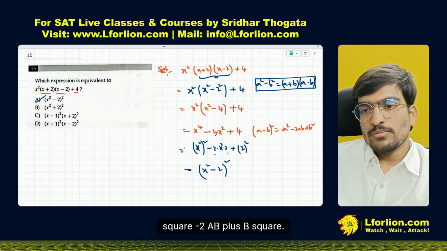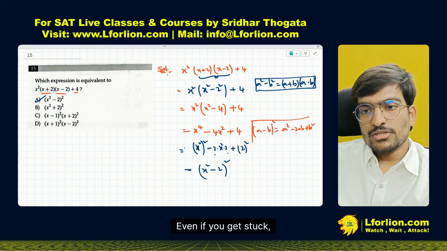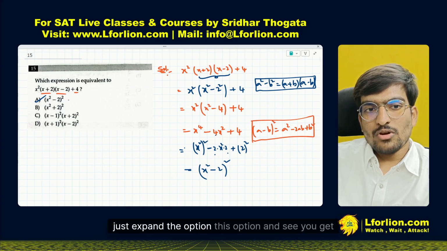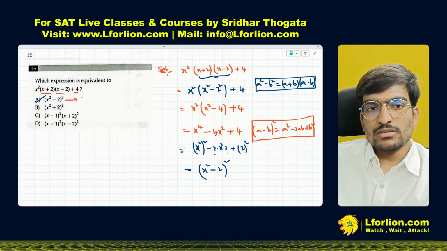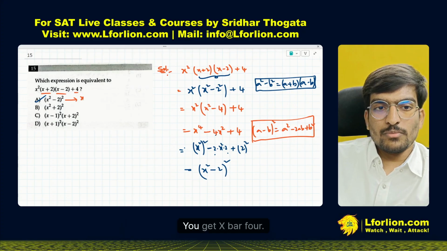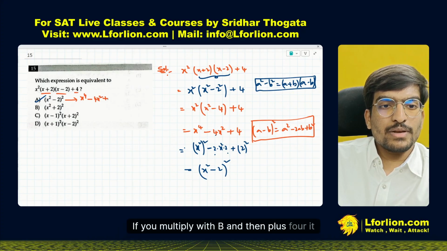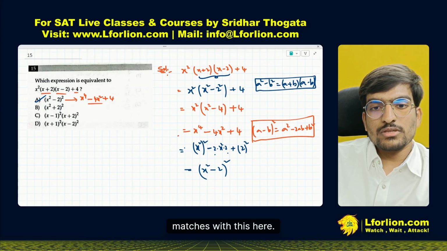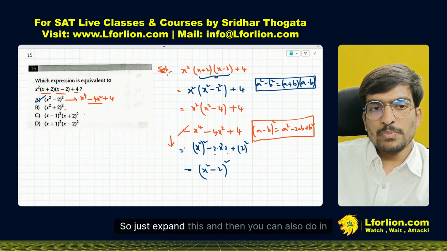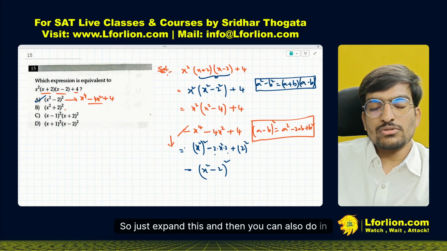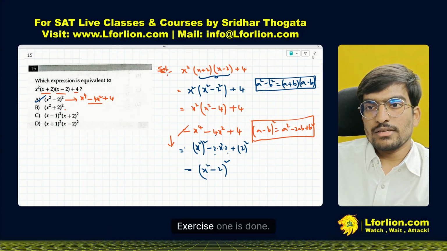So option A is it, where I used a minus b whole square equals a square minus 2ab plus b square. Even if you get stuck, just expand the option and see. Apply the a minus b whole square formula. You get x power 4 minus 4x square, from 2 into x square times 2, and then plus 4. It matches with this here. If you didn't think of doing it that way, you can just expand the option and check. Then exercise 1 is done.